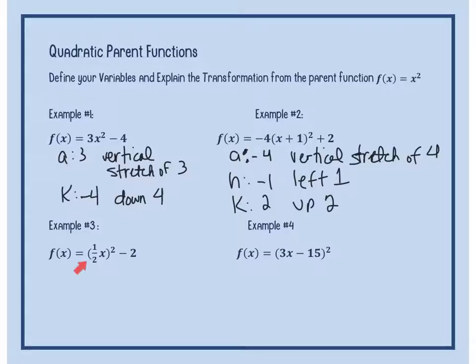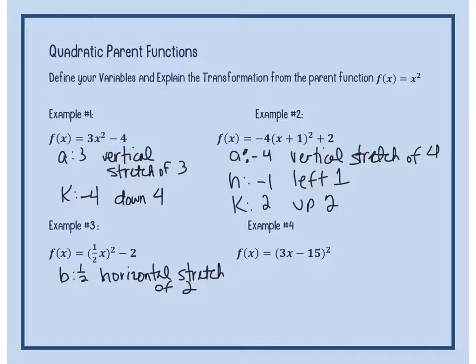The next question, inside the parentheses. If you compare these, this is an A because A is never in the parentheses. This is a B because it is in the parentheses. So this means that my B value is 1/2, which is a horizontal stretch of the reciprocal. Reciprocal means we're going to flip that fraction. 1/2 becomes a horizontal stretch of 2.